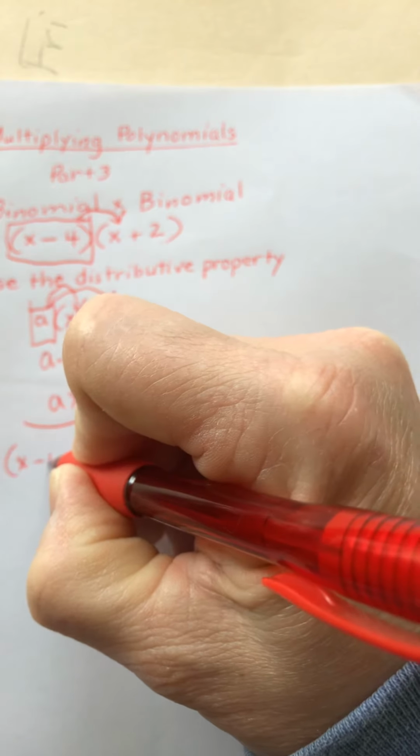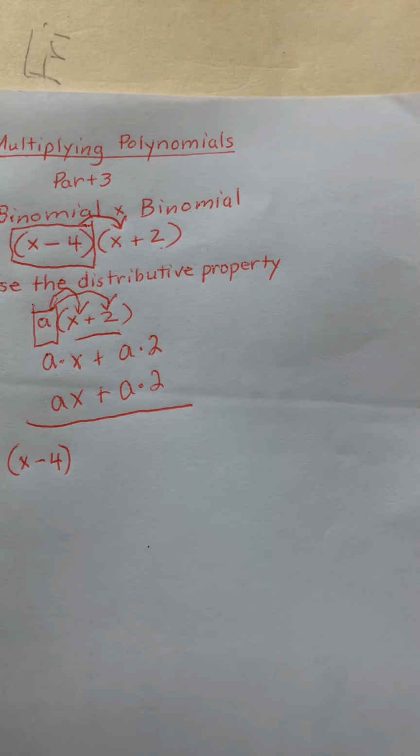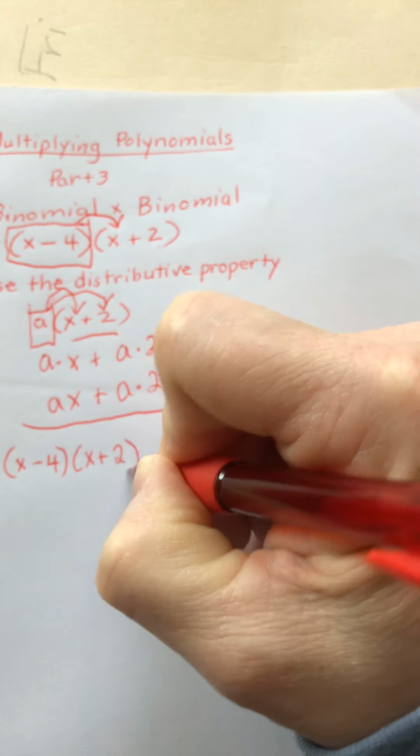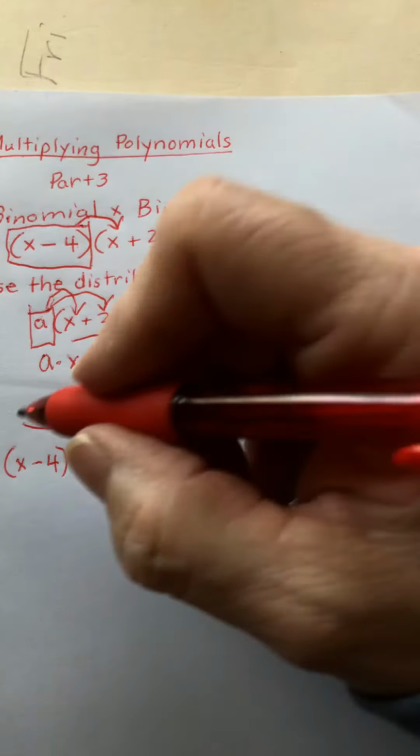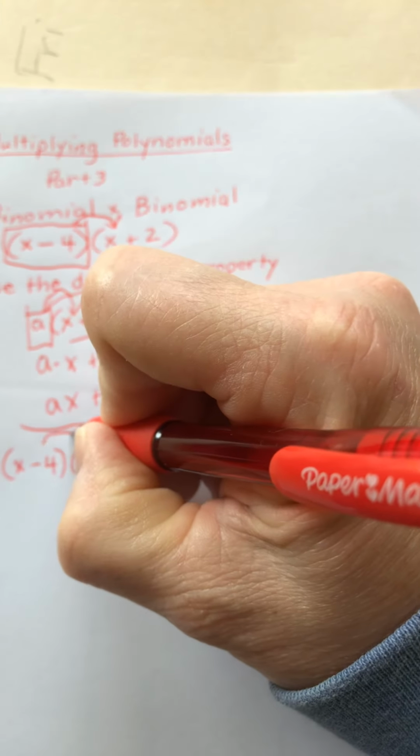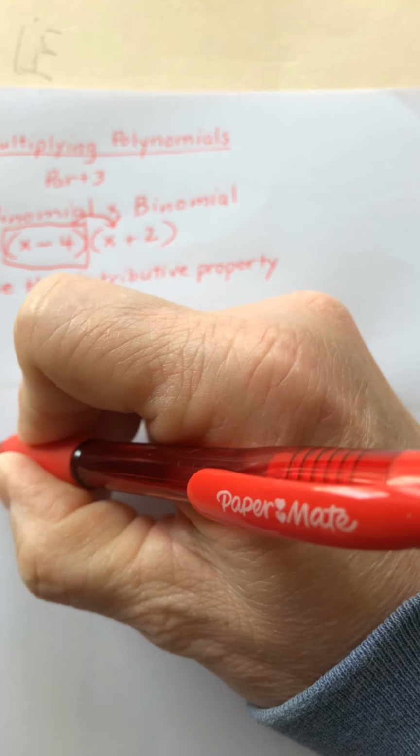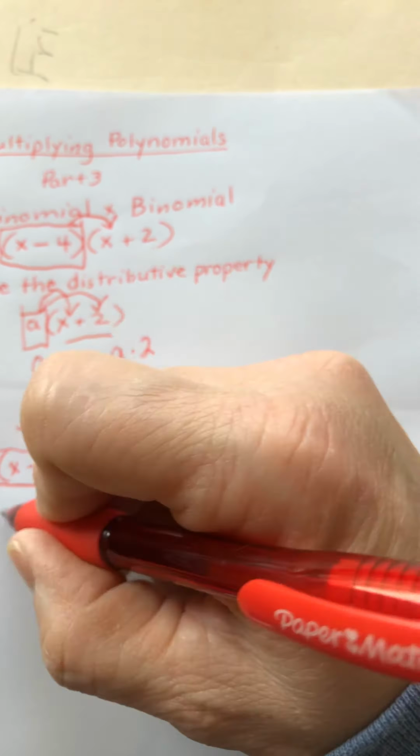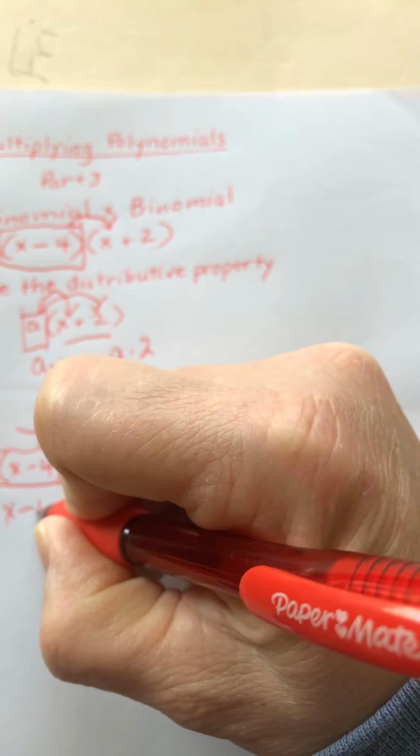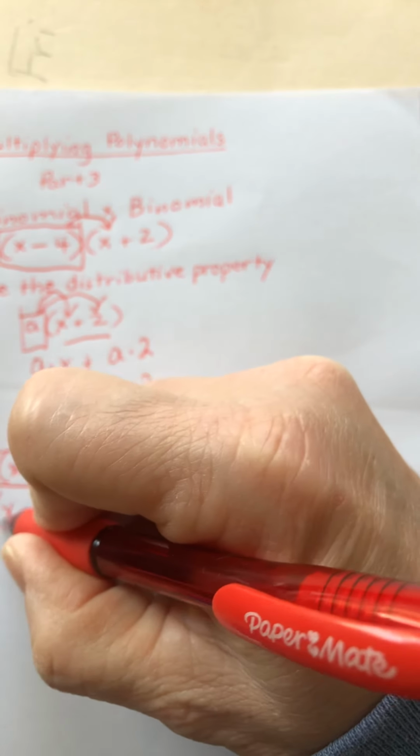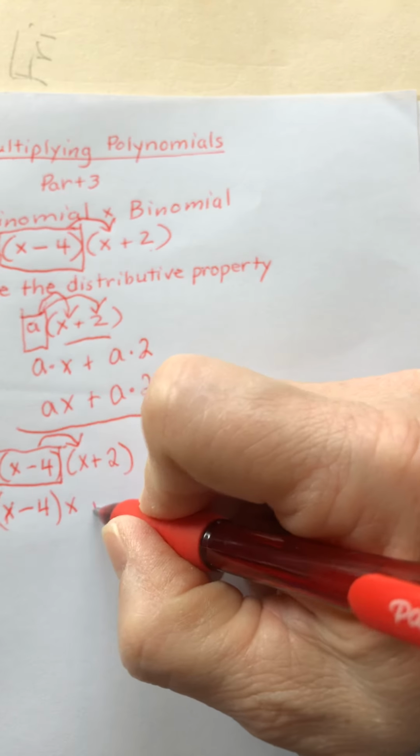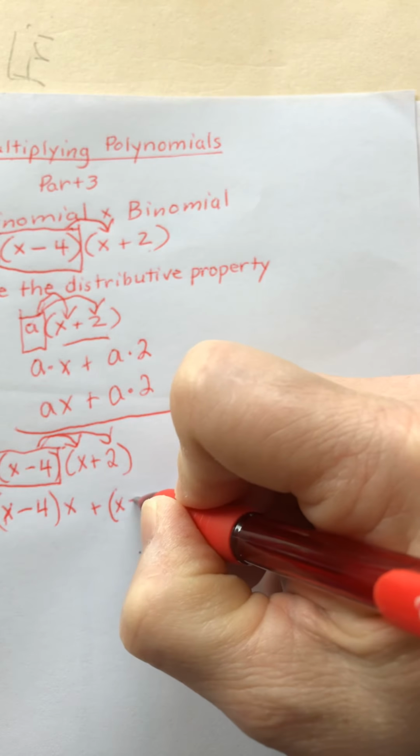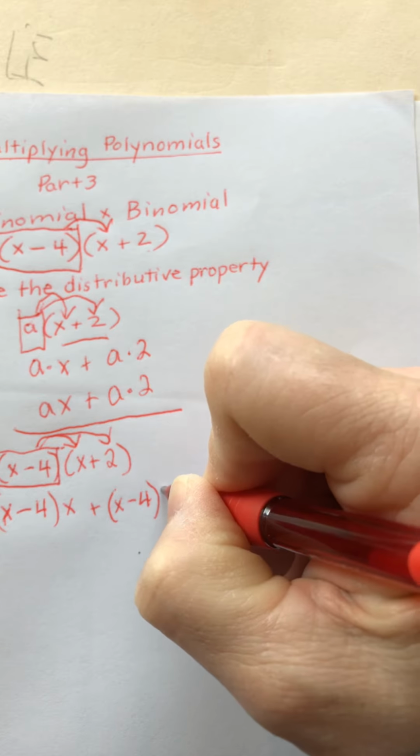X minus 4 times x plus 2. First, I will distribute this whole x minus 4 over the x plus 2. So I'll multiply the x minus 4 times the x, plus the x minus 4 times the 2.